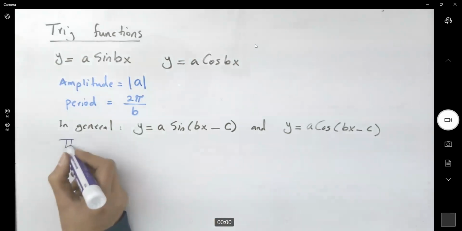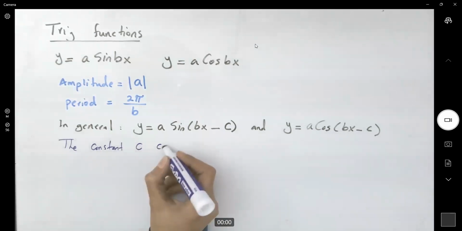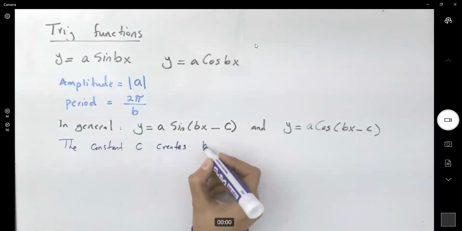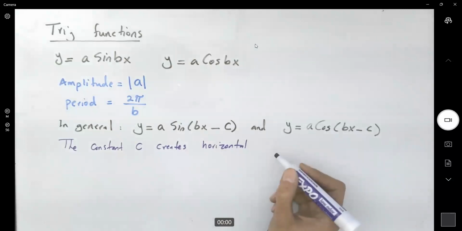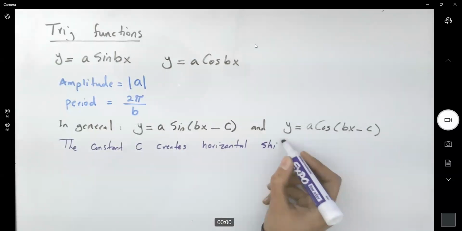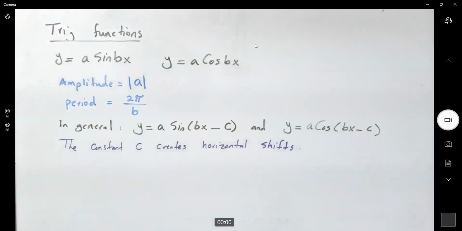So let's write this down here. The constant c creates horizontal translations or horizontal shifts. Let's take a look at a couple of examples. What are we talking about here? So let me pause the recording and open the Desmos for you. So what is it that you're doing right now?